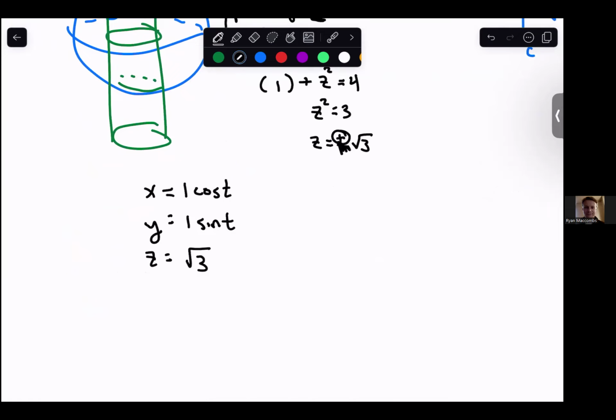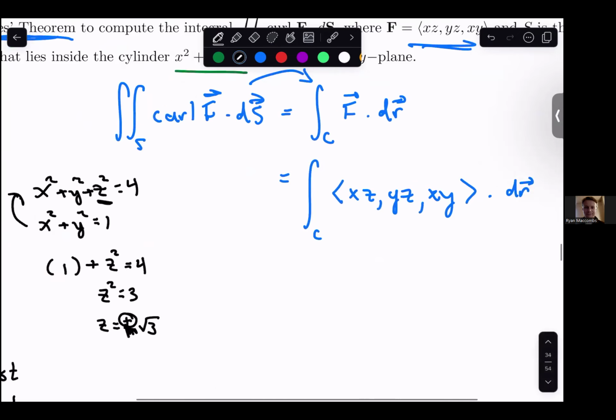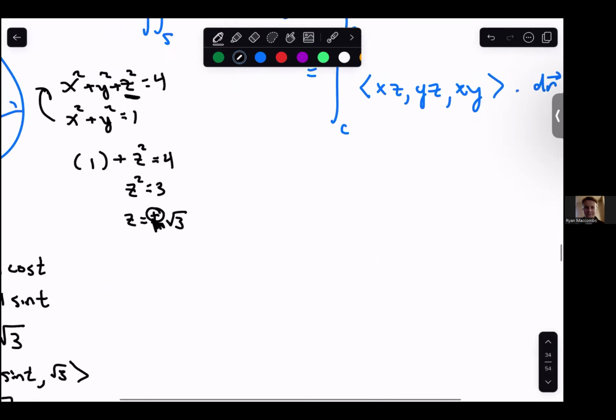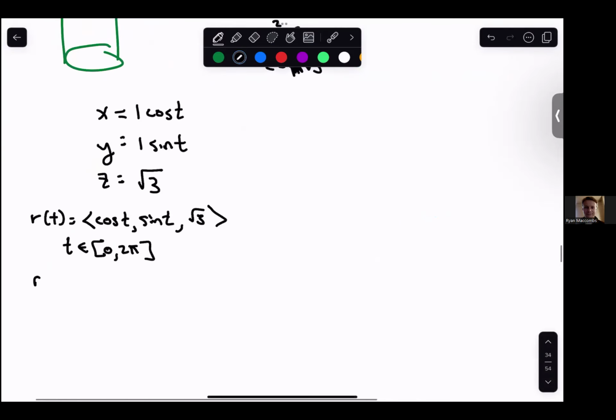And so if you wanted, we could write down r of t is equal to cosine, sine, and root 3. In order to go all the way around the circle, we're going to want t to range from 0 to 2 pi. That gets every point once and only once. And we're about to start plugging that stuff in over here, but we also need r prime. So let's calculate that out really quick. So derivative of cosine, negative sine. Derivative of sine, cosine. Derivative of a constant is just 0.